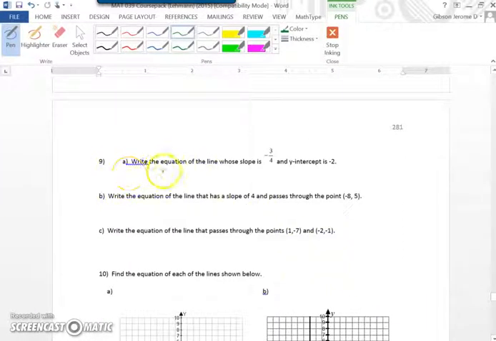Now we go here to number 9. It says, write the equation of the line whose slope is negative 3/4 and y-intercept is negative 2. So we know that formula, y equals mx plus b. And we know m stands for the slope, so it'll be y equals negative 3/4 x, and the y-intercept is negative 2, so it'll be minus 2. So your final answer here would be y equals negative 3/4 x minus 2. So that would be your answer for 9A.